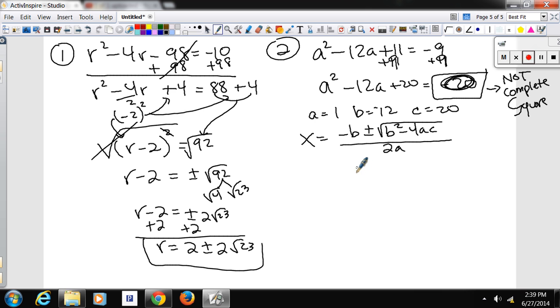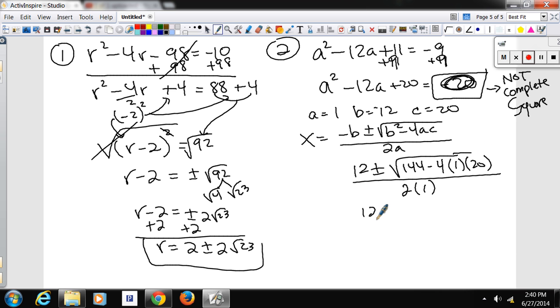So opposite of b would be a positive 12 because b is negative 12. Opposite would be a positive. We got b squared would be negative 12 squared, which would be 144. Minus 4 times a is 1, and c is 20, all over 2 times 1. So 12 plus or minus the square root of 144 minus 80, all over 2.